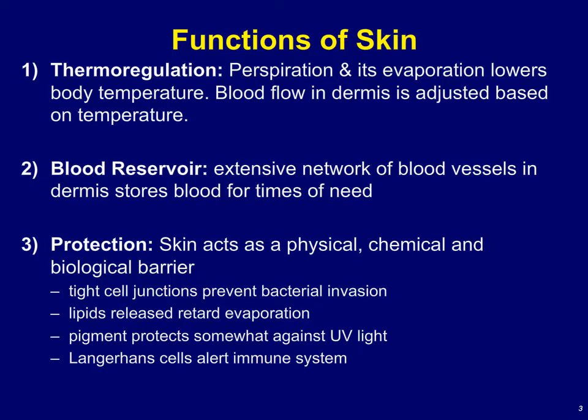And so if we look at the skin, we see that the epidermis has these tight cell junctions that prevent bacteria from being able to easily invade the epidermis and get down to the dermis. The other thing that we find in the skin is that there's a lot of lipid that is accumulated in the upper layers of the epidermis, and this lipid helps to retard or prevent evaporation of fluids.